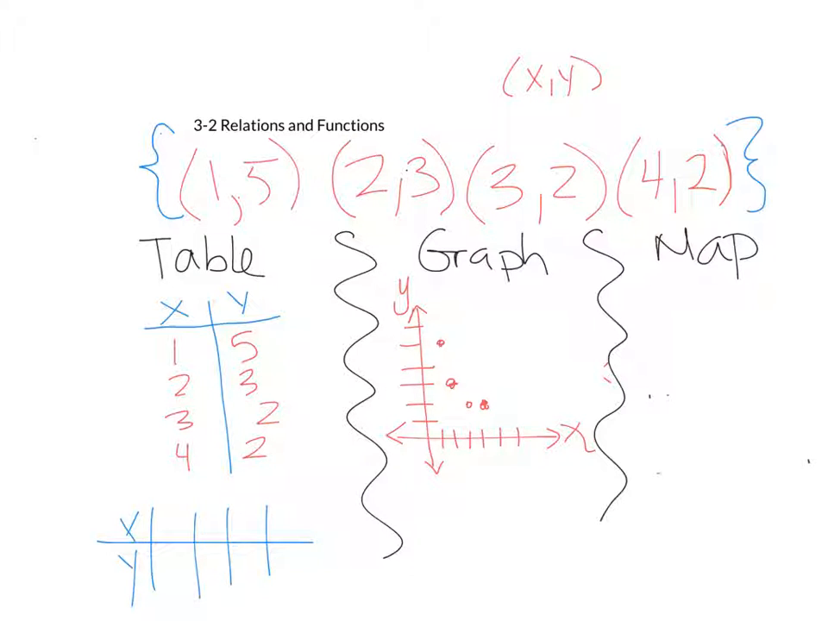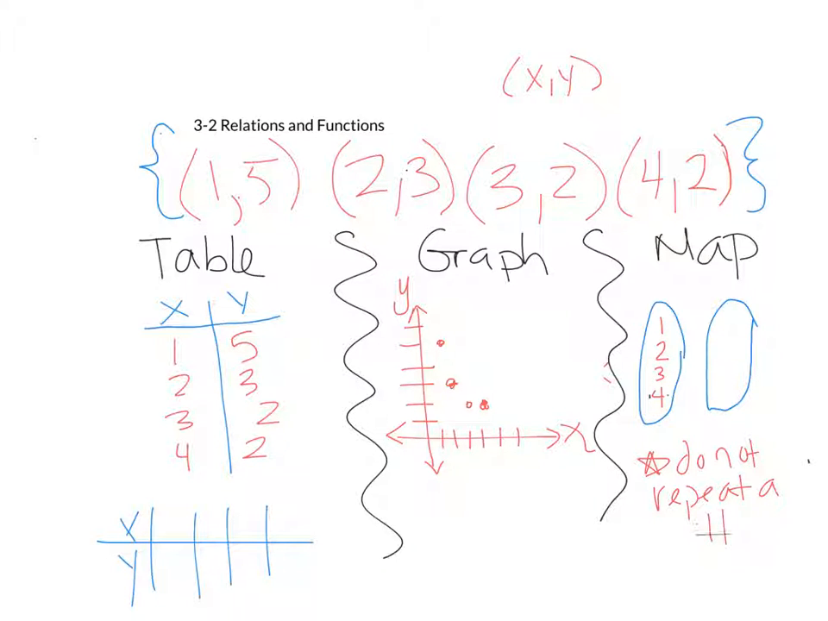Now maps. Maps should be something you really haven't seen before. They kind of look like a pair of lungs, a student told me, and I agree. So for the x values, we write them all in here: 1, 2, 3, 4. Now you can't repeat a number. None of the x is repeated. But that's important. Do not repeat a number. Okay, so in the y values we have 5, 3, and 2, but I can't write the last two because it would be repeating.